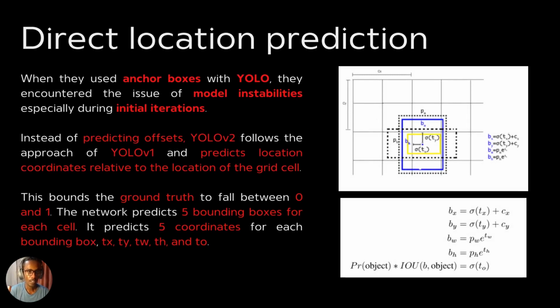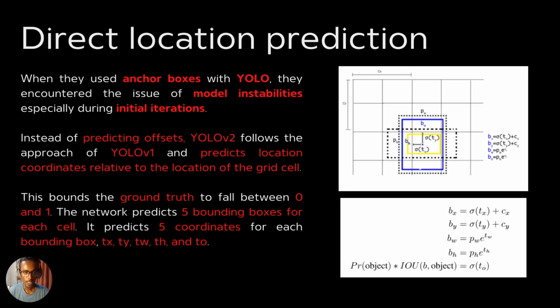So next we're going to see direct location prediction. Once we have those bounding boxes from the dimension clusters, how do we adjust them so that they can fit the predicted bounding box? When they used anchor boxes with YOLO, they encountered the issue of model instability, especially during initial iterations. Instead of predicting offsets, YOLO v2 follows the approach of YOLO v1 and predicts the location coordinates relative to the location of the grid cell.